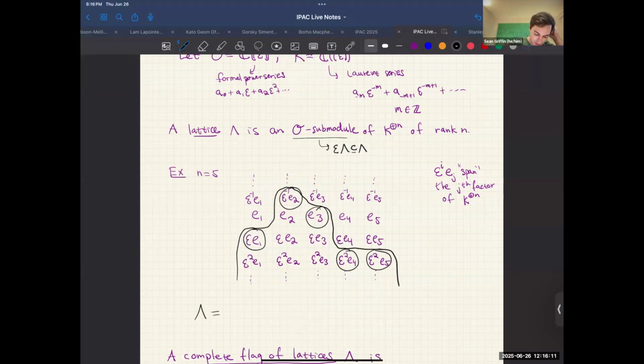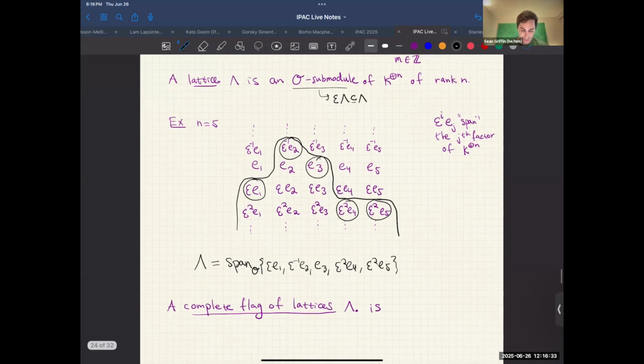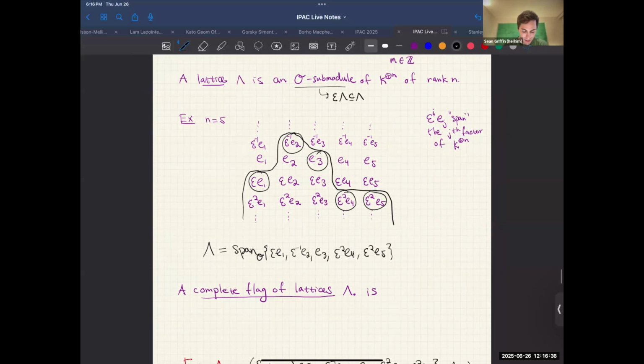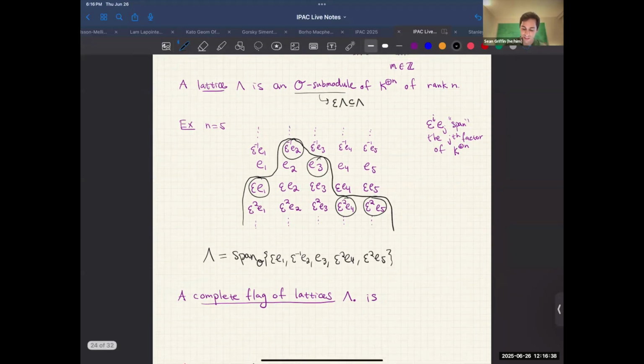So an example of a lattice is the O-span of epsilon e_1, epsilon inverse e_2, e_3, epsilon squared e_4, epsilon squared e_5. And so, for example, epsilon squared e_3 is in there because it's below. So that's a lattice. And then a complete flag of lattices is kind of what you would expect, given the definition of complete flags of vector spaces.